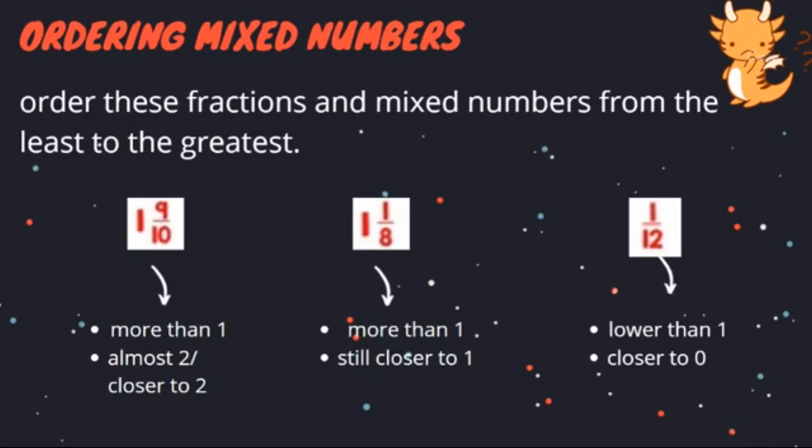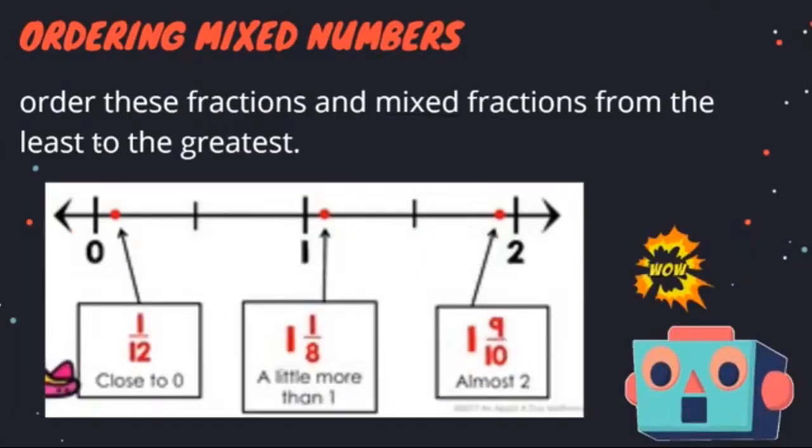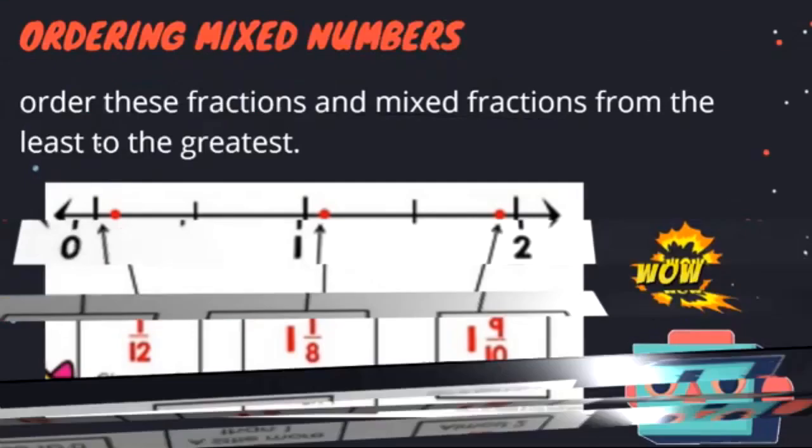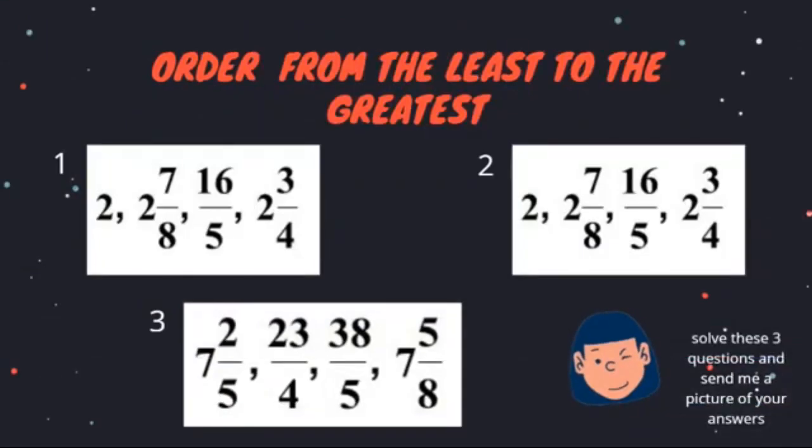For fraction 1 9/10, we can say that this fraction is already more than 1 and closer to 2. For fraction 1 1/8, we can say that this fraction is also more than 1, but it is smaller than 1 9/10. It is still closer to 1. So now, let's just put them in the number line. Here it is. Now, you can try to solve these 3 equations.